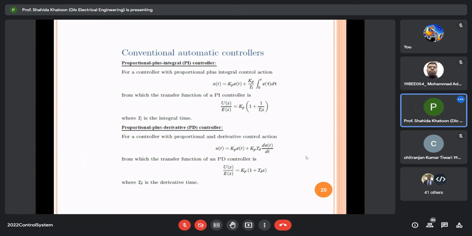Proportional plus integral, PI, if you combine these two together, you get this equation. And if you write the transfer function, you get this transfer function. So this is the PI controller. Similarly, we can have the PD controller, or proportional plus derivative. So in this case, Td de/dt. In place of integral, we are basically taking the derivative. So U(s) upon E(s) becomes Kp into 1 plus Td s, where Td is the derivative time. Okay, you can write down this equation.